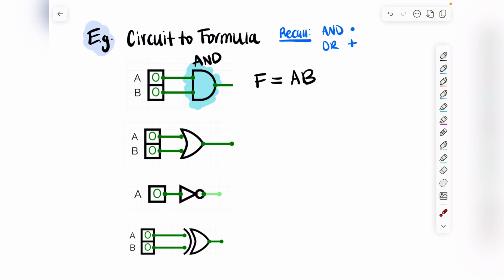Now, if you ever forget which one is multiplication and addition, you can always look at the word AND. It has an N, and if you just draw a line and think of it as an M, then M for multiplication. Here we have an OR gate because of this curved line. A straight line would be the AND gate.